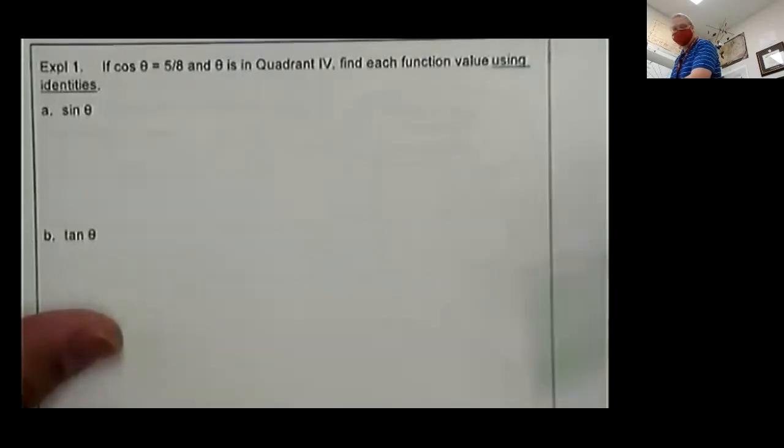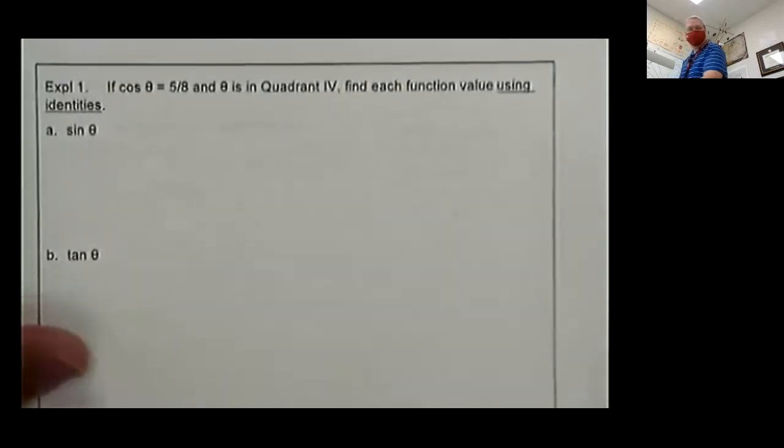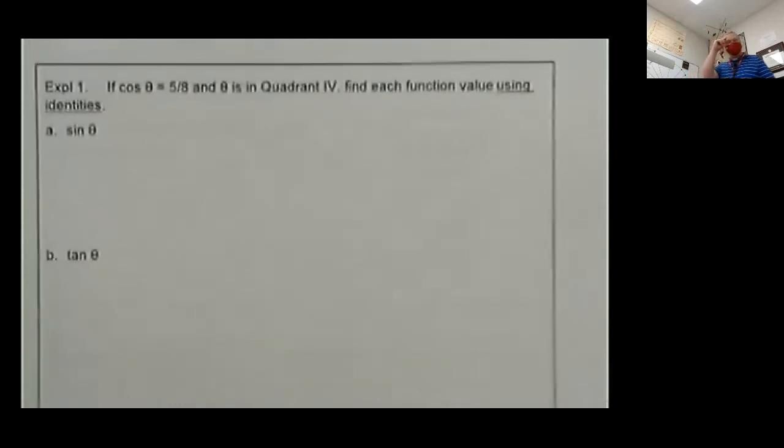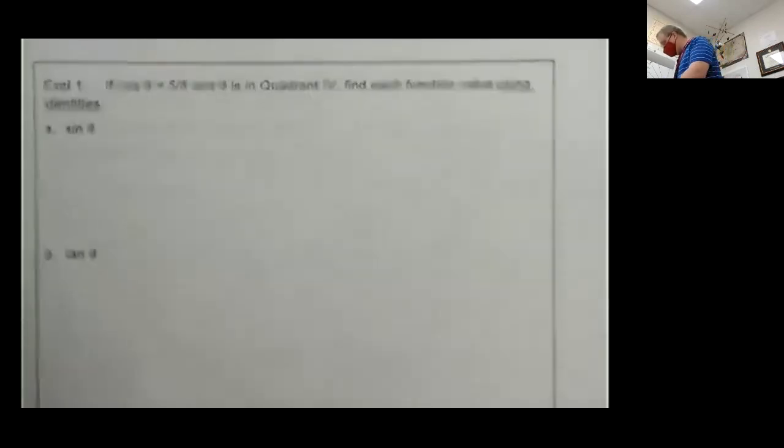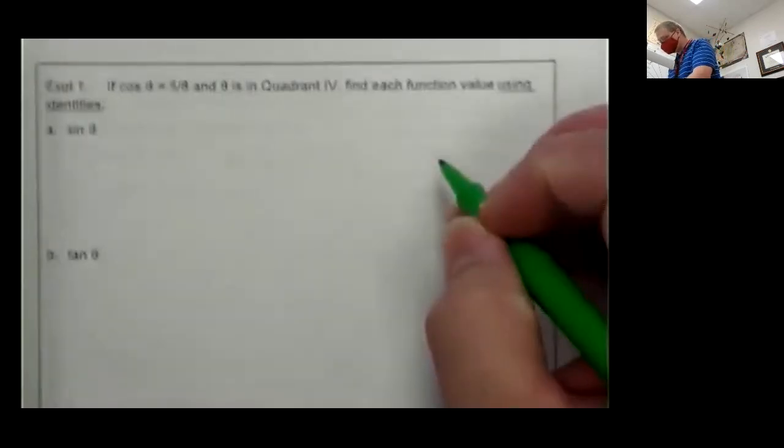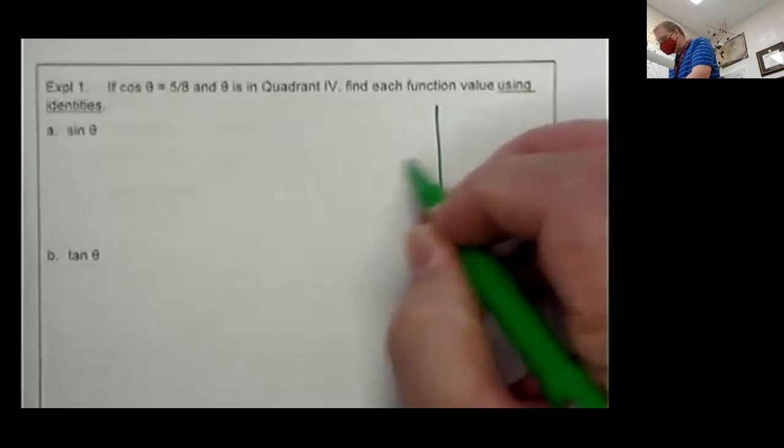All right, example 1. If cosine of theta is 5/8 and theta is in quadrant 4, find each function value using identities. It means you have to use identities. You can't just draw the triangle and look at it. Although we are going to draw a triangle just to see where we're at.